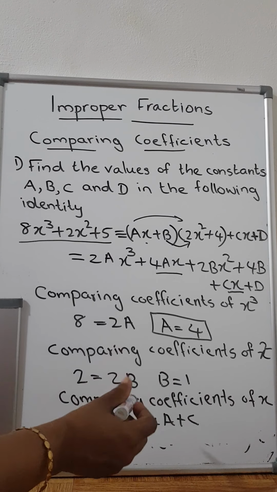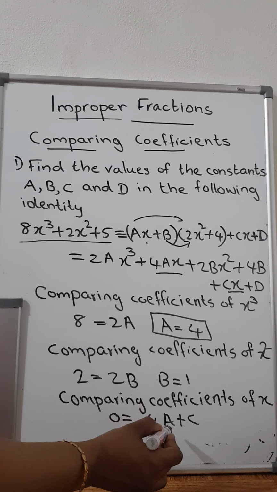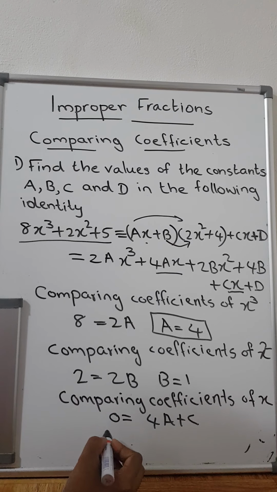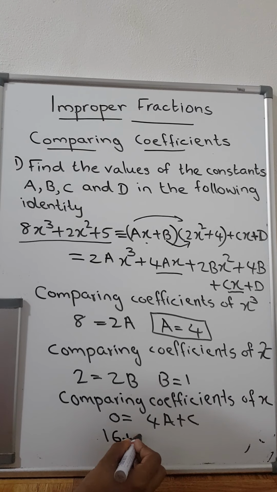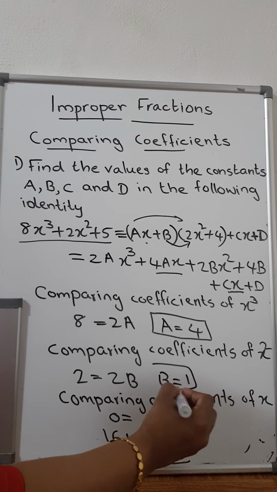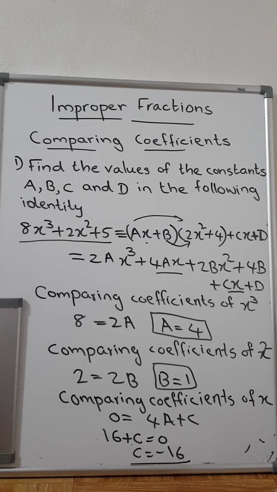Now we have already found the value of a is equal to 4, that we can substitute here. So 4a plus c is equal to 0. a is 4, 4 times 4, 16 plus c is equal to 0. That gives us c is equal to minus 16. See, we have got c also. Now we need to find d.